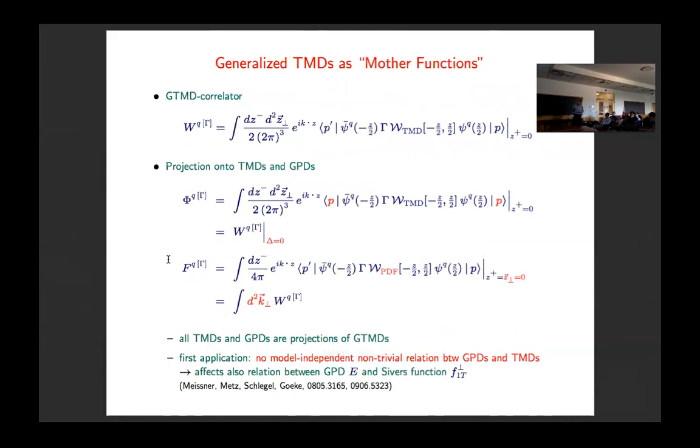So here I write again just the GTMD correlator. It's really the very same expression we saw a moment ago. And now I look here at the corresponding correlator for the TMDs. It's exactly the same operator which appears here. The only difference is that they evaluate this here between the same state. So in other words, I come from the GTMD correlator to the TMD correlator by putting the momentum transfer to the target to zero. That's one limit.